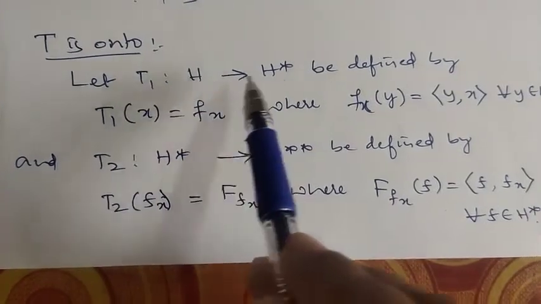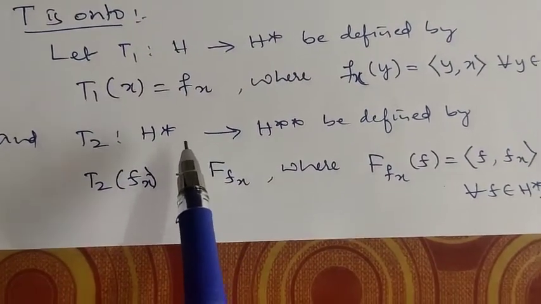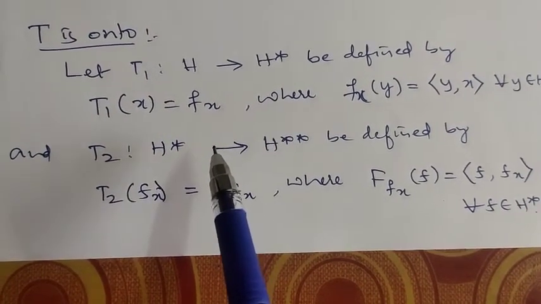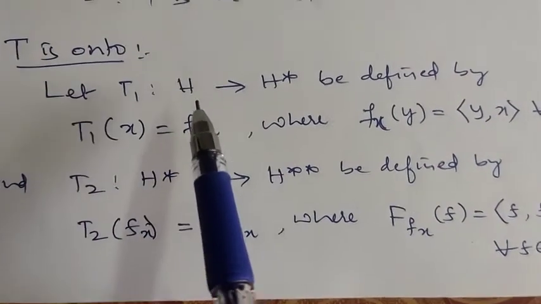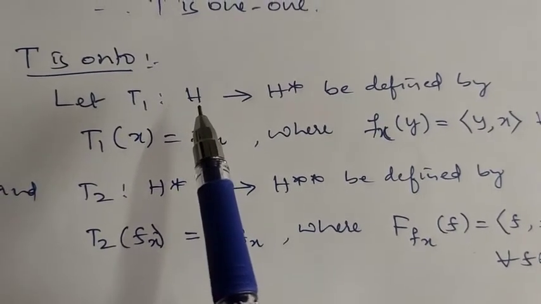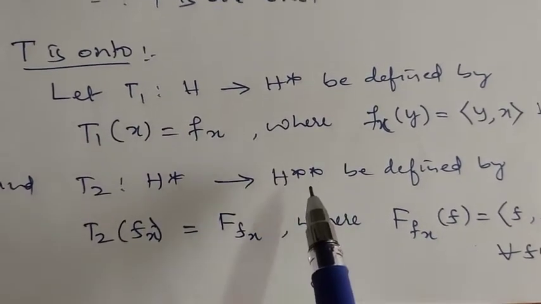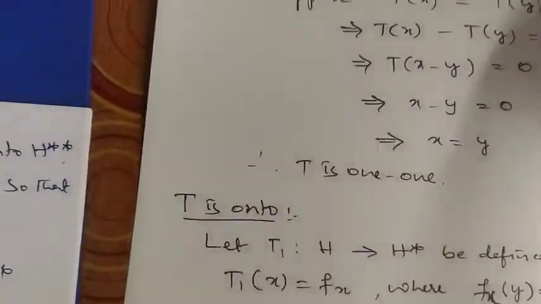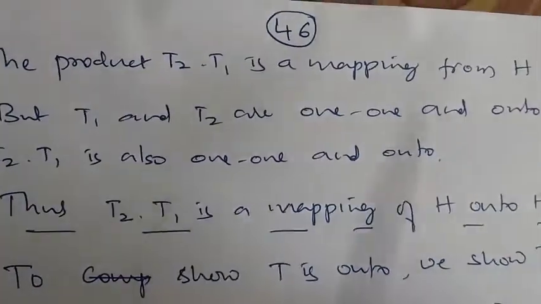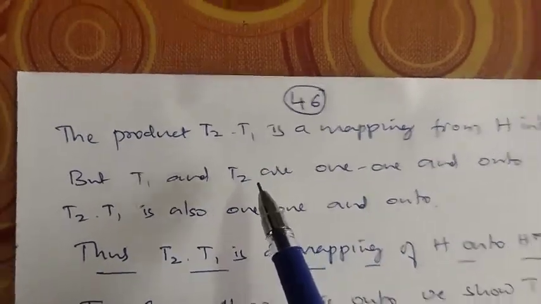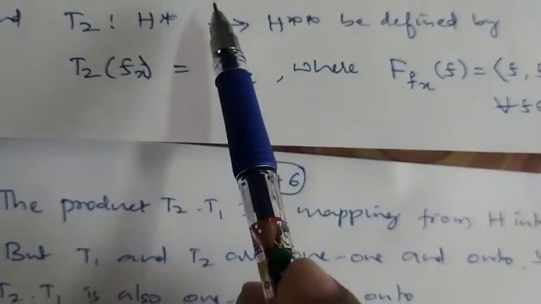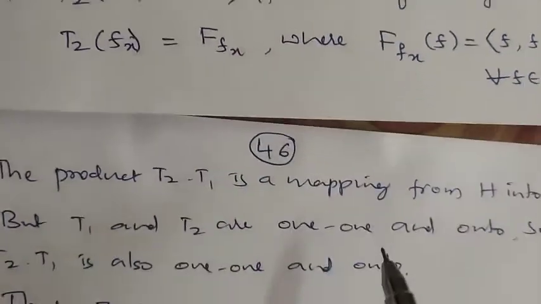Now T1 is a mapping from H to H star and T2 is a mapping from H star to H double star. Therefore, the composite of these two mappings, T2 of T1, is a mapping from H to H double star. Clearly, we can show that the mappings T1 as well as T2 are 1-1 and onto.